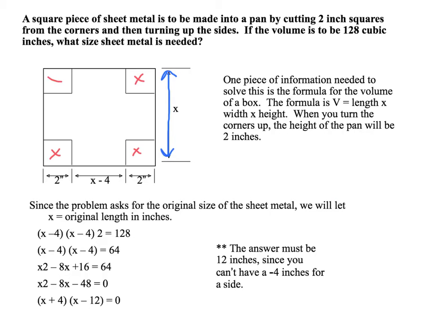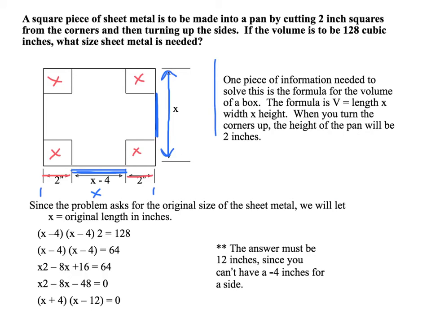So if I were to cut those things off, notice that the distance from here to here is 2 inches. The distance from here to here is 2 inches. That would mean that the distance from here to here would have to be x subtract 4, because the entire distance from here to here is x. If it's x minus 4 from here to here, it would have to be x minus 4 also from here to here, because I am dealing with a square piece of sheet metal.